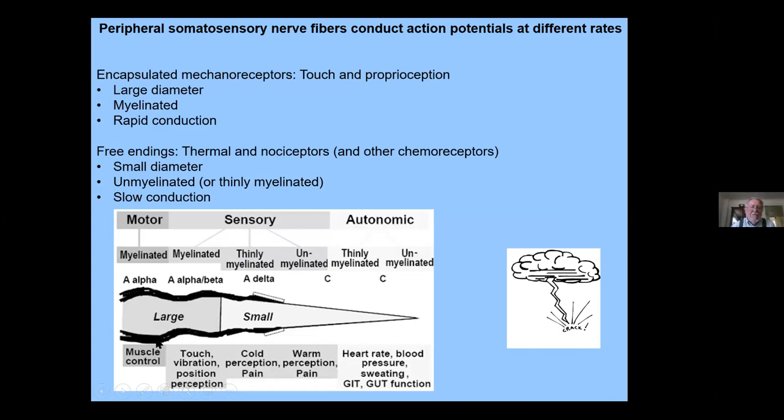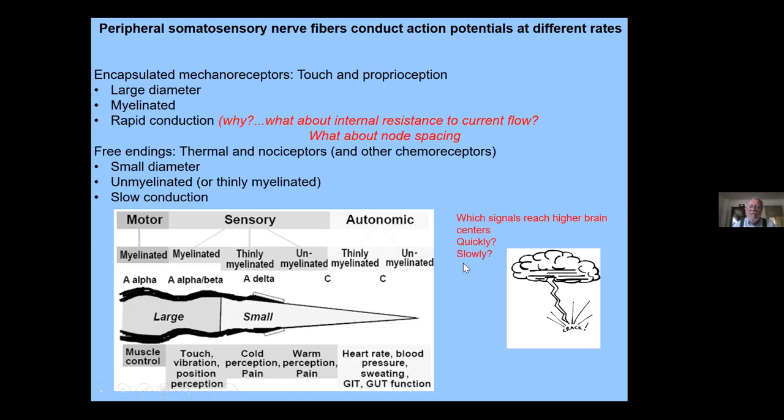And you can see some major things that it plays a role in: muscle control, touch, vibration, position perception, then cold perception and pain, warm perception and pain. And when you get out here, you can have gut function, GI transit, blood pressure, sweating, etc. So all of those types of things that we see.